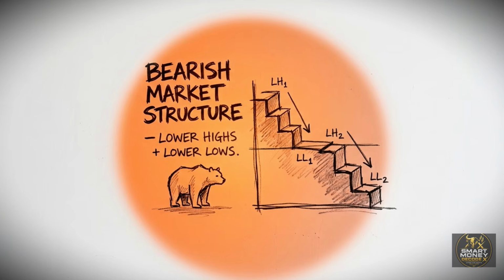Bearish market structure: lower highs and lower lows. The opposite is equally straightforward. When each new swing high is lower than the previous swing high, and each new swing low is lower than the previous swing low, the market is in bearish structure.